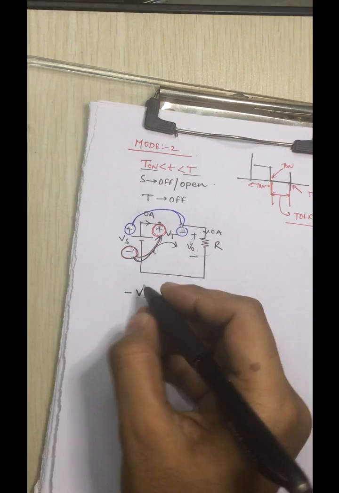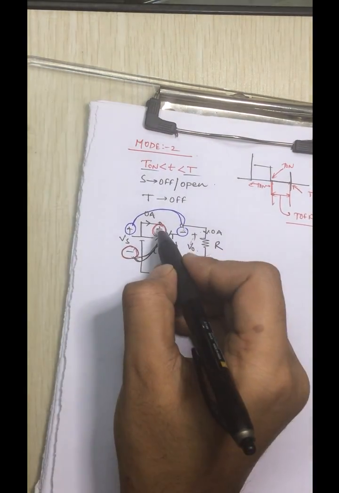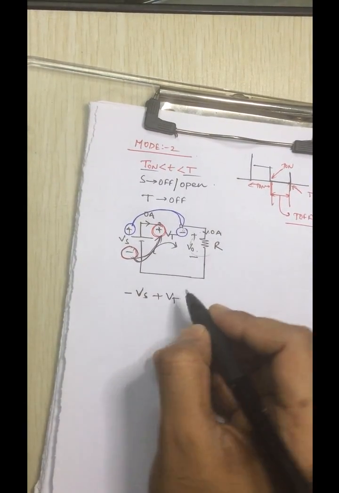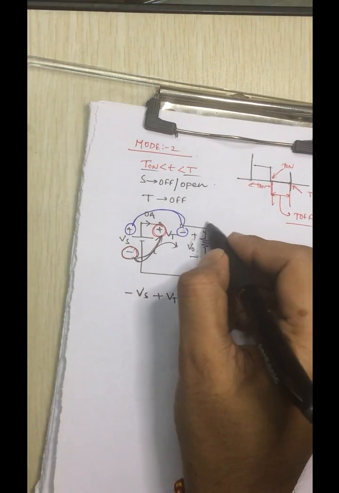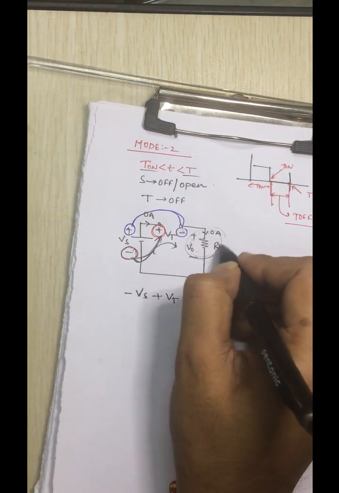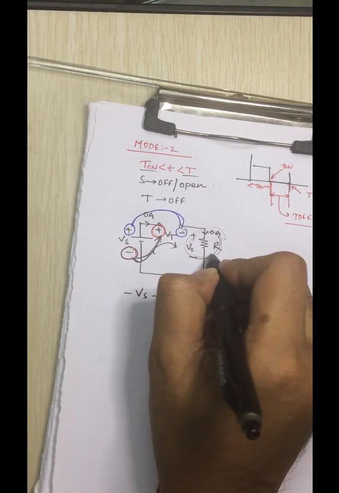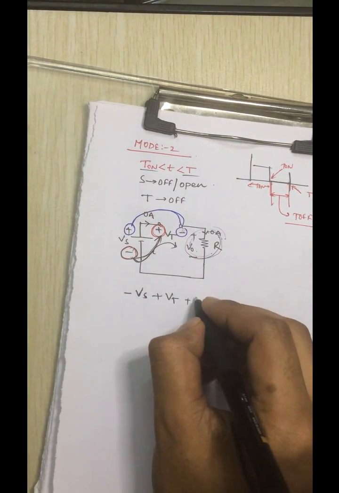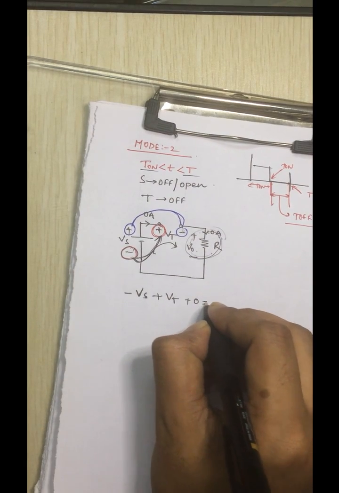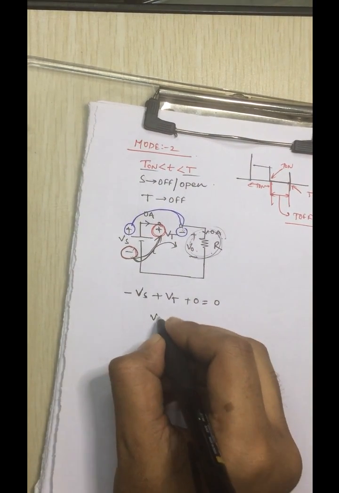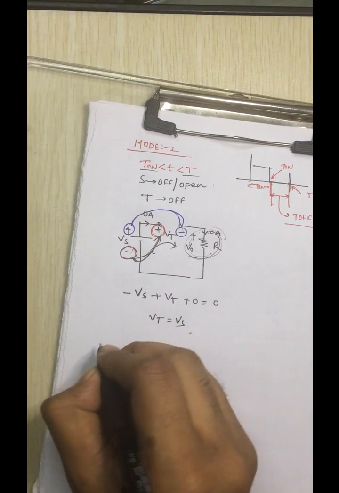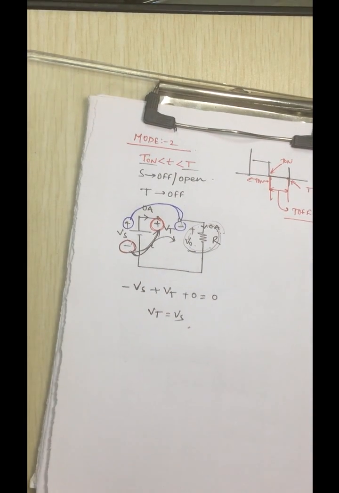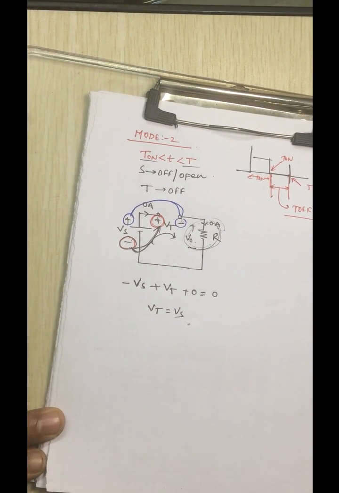Okay, so now minus Vs plus this terminal plus Vt, so plus Vt plus 0, because why? There is no voltage drop across this one. If you need to write the voltage drop across this one, it is current into resistance. So the current becomes 0, so the entire drop will become 0. So this becomes 0. So Vt equals to what? Vt equals to Vs.